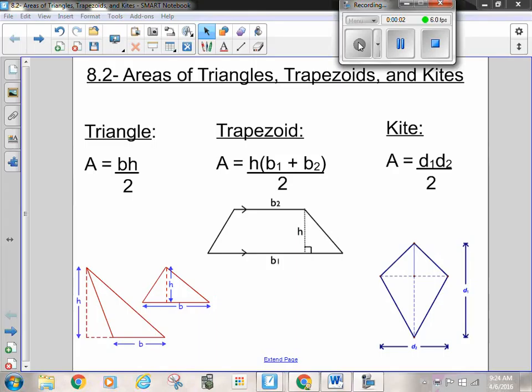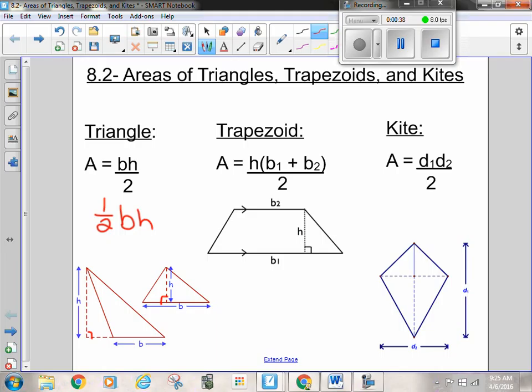Okay, section 8.2 is areas of triangles, trapezoids, and kites. The area of a triangle is base times height divided by 2, or you might know it as 1/2 base times height. Those are equivalent. Same thing with triangles as it was with parallelograms we talked about in the previous video: the height is perpendicular to the base, and sometimes it appears outside of our triangle. The biggest thing is to forget that the base is the thing that the triangle is sitting on. The base could be rotated as long as the height and the base are perpendicular.